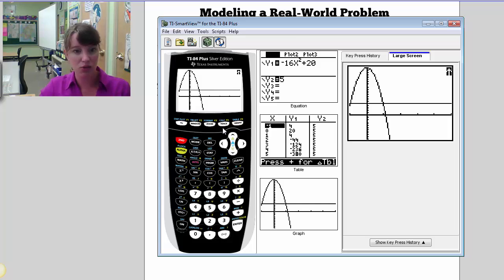So I'm going to go second trace, and I'm asking to calculate the intersection. First curve, yes, second curve, yes, and I want to pick up the intersection here. We're not interested in the other intersection because we are only interested when the t-value is positive. So here it looks like it takes about 1 second to reach a height of 5 feet, right? And so that's the answer to that question.